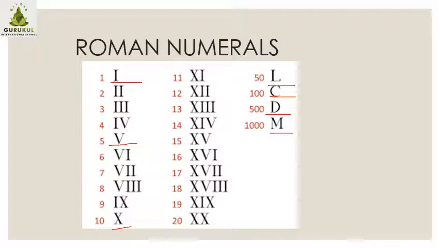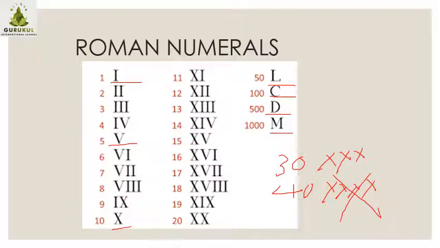So you can see there is a symbol V indicating the number 5. And you can see that at most one symbol is repeated 3 times. Suppose we want to write 30. Then what will be written? XXX. But 40 is not written as XXXX. This is wrong.